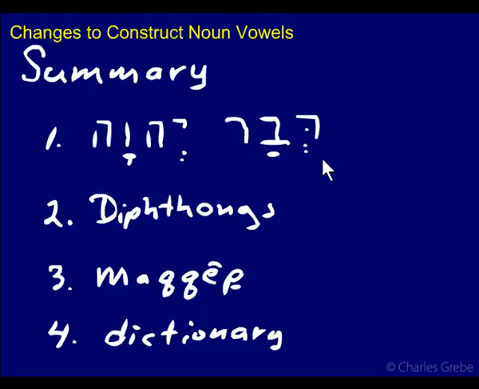So, constructs can change in the endings. We dealt with that last module, and in the vowels. That's what we're dealing with in this module. And the absolute form does not change. It is absolutely static.